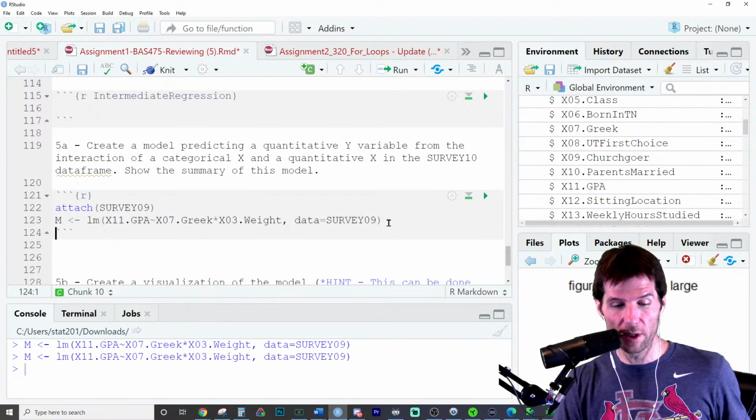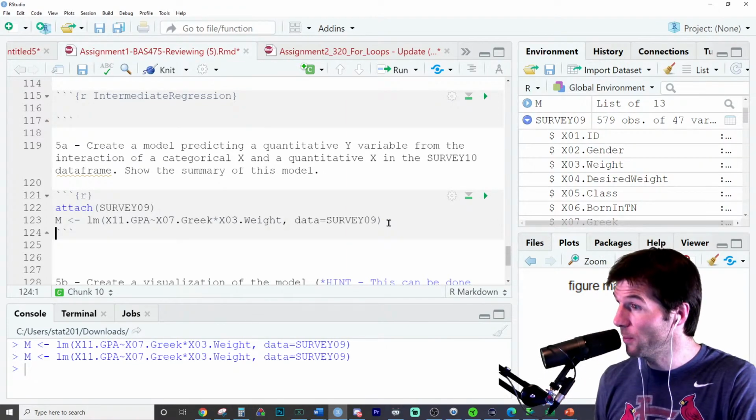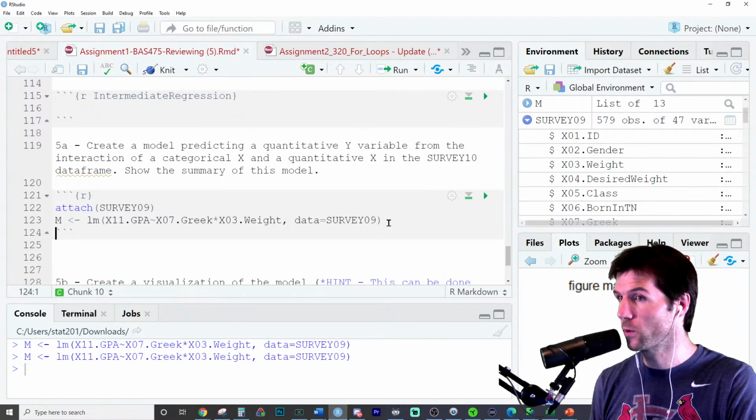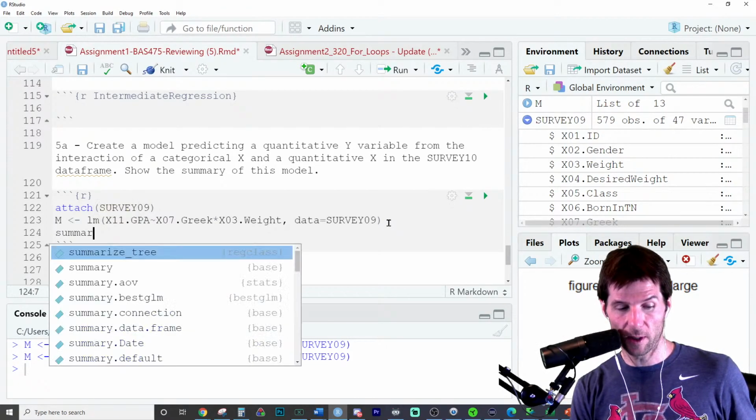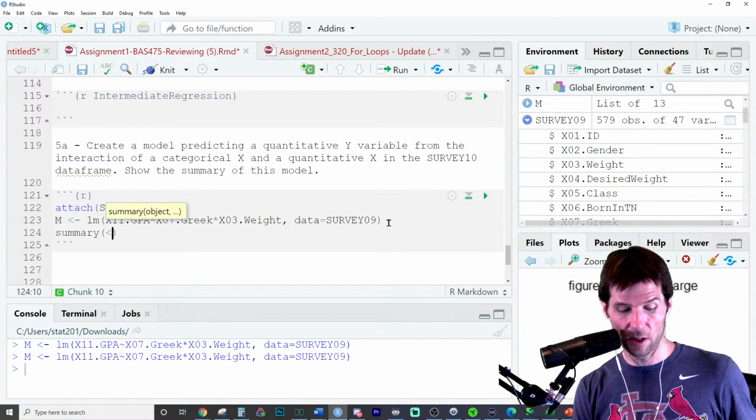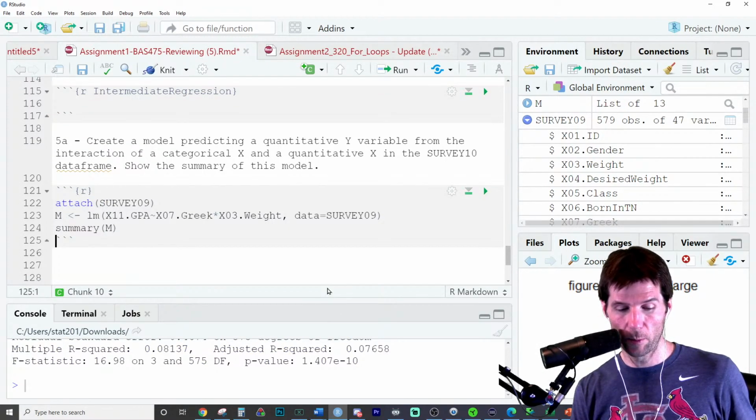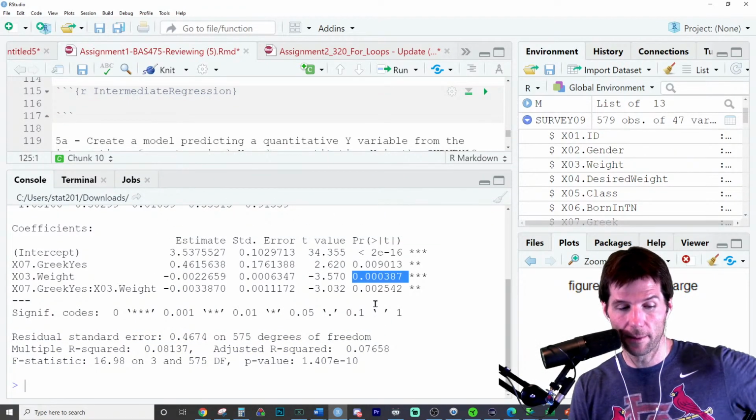So we're going to store this model such that we can then manipulate it. And there's lots of ways we can manipulate this. First off, now that we have this summary object right here, if we spell summary properly, we can just make a summary of our model nice and instantaneously, and we can find things like p-values.